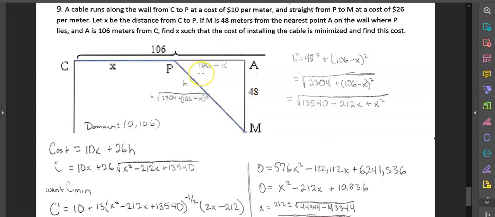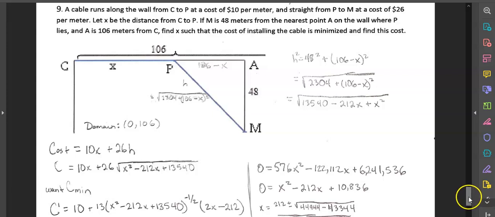So the problem is already illustrated for you. We just need to work it out from here. Notice that if this distance is 106, then this short distance here must be 106 minus x. Then again, you need to use the Pythagorean theorem to find h. So that's what we did here, and we got h to be equal to this expression. Notice that in this problem, we're using much larger values for our a, b, and c. That's what ultimately makes the problem a little bit more complicated later on down the line.